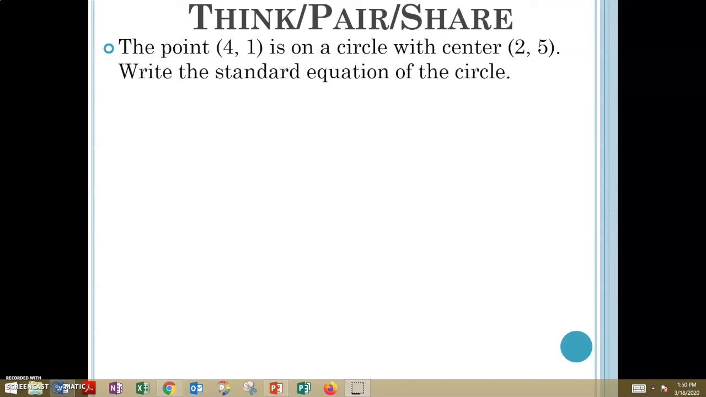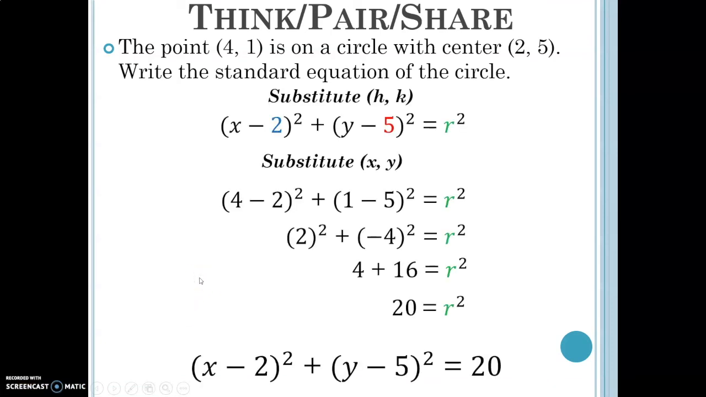All right, so hopefully you paused the video, and here is our step-by-step solution. Here's our center, (2, 5). Plug that in, (x − h)² + (y − k)² = r². You can substitute x, y, h, and k all at once. That's not a problem. But here, I just wanted to show you guys step by step. So the x is 4, the y is 1, so that's where we're getting 4 and 1 from. And we plug those in.